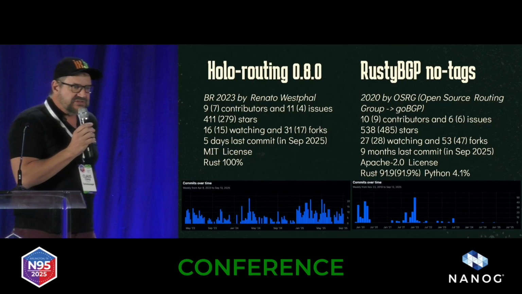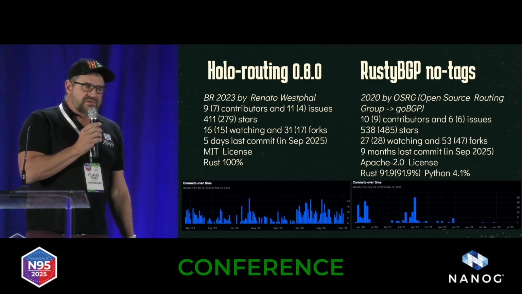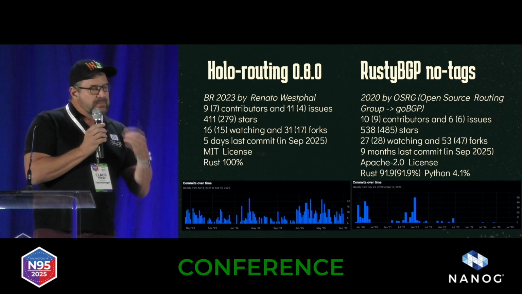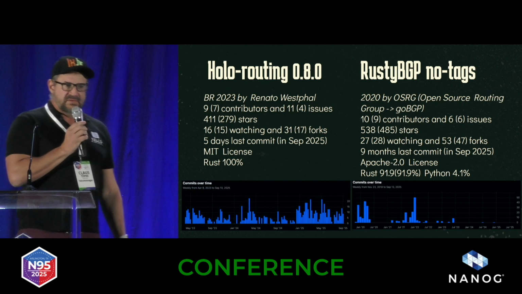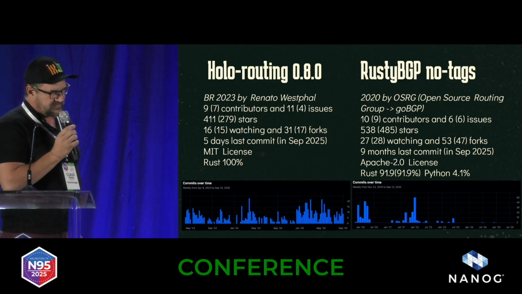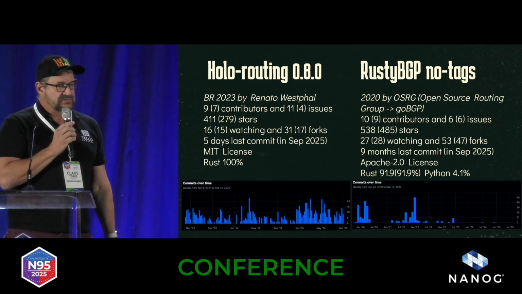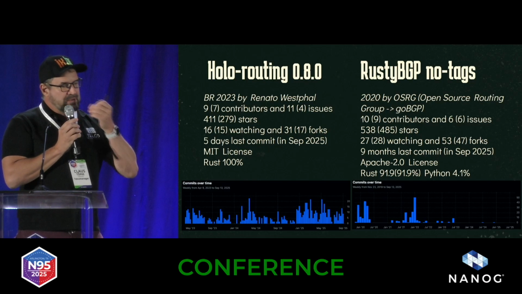Then comes Holo-Routing, which is the new kid on the block. It's developed by Renato in 2023. It's quite new. It has 9 contributors, 2 more than last year, and has 11 issues. 400 stars, which is a lot of stars for a small number of contributors.